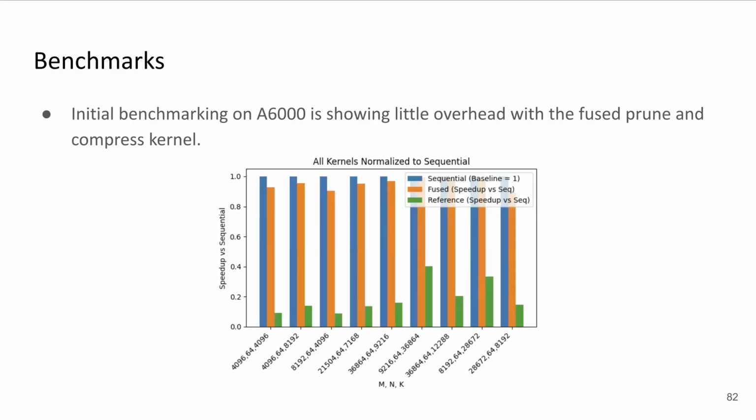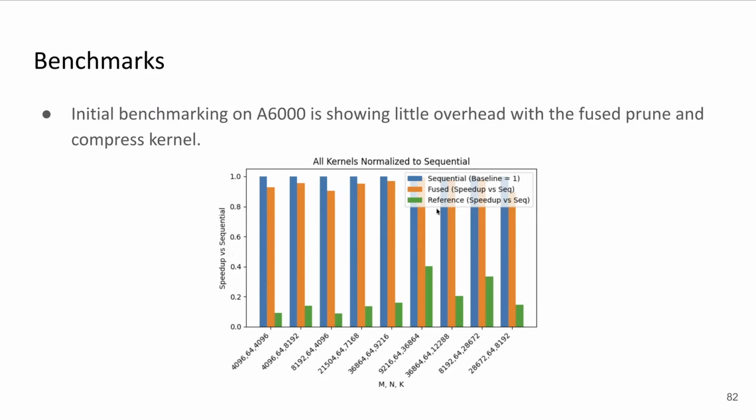So here are some results for benchmarking on the A6000. As you can see in the graph here, the blue bar is the sequential kernel. This means it just performs the matrix multiplication, with no pruning and no compression. So this is our baseline. The orange bar is our fused kernel that we implemented that does the pruning and compressing within registers. So you can see here there is a little bit lost in performance.